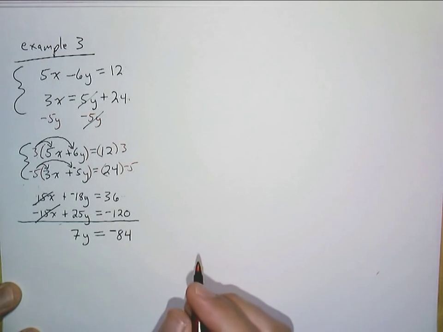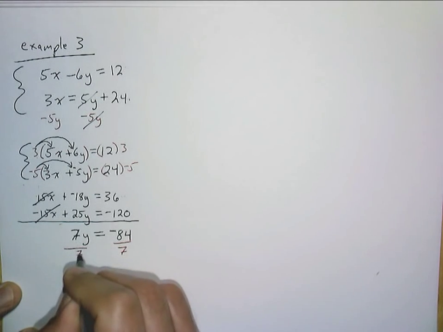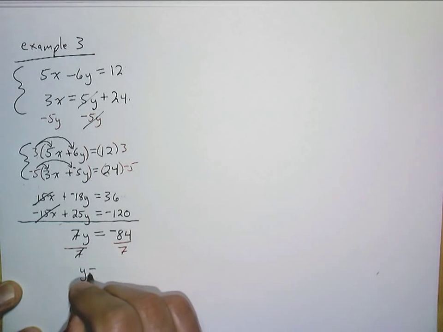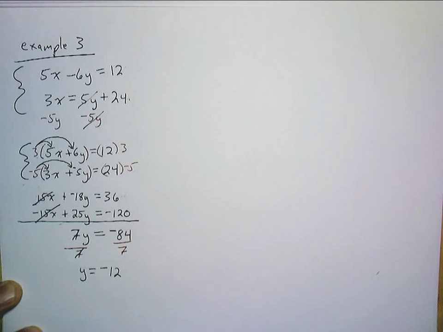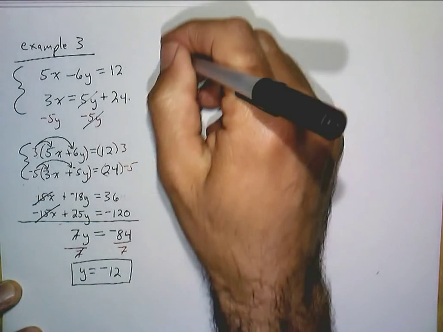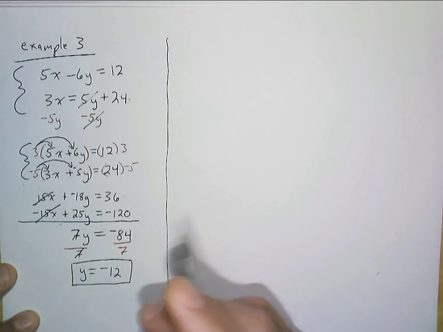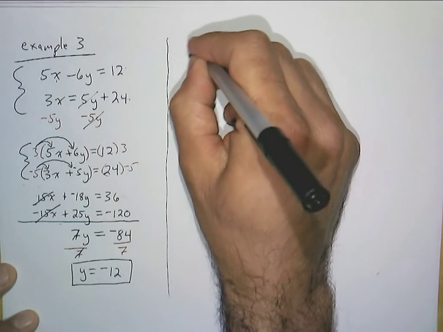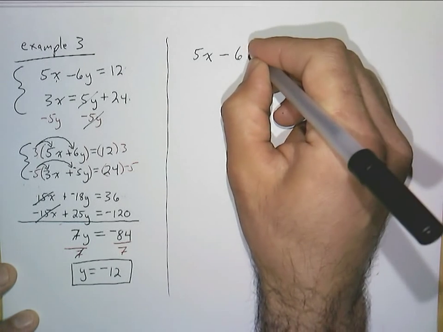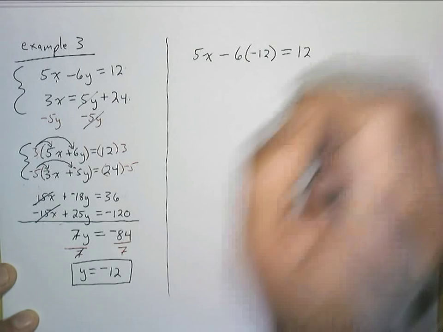But now we just solve for y, divide both sides by 7. Of course, these are going to cancel out. And now we've got y is equal to negative 84 divided by 7, which is, of course, negative 12. And that's half of our solution, the y-coordinate of the point of intersection. Now you just have to go back and figure out what the x-coordinate is. So we just plug this back into this equation. We have 5x minus 6 times our y-coordinate of negative 12, and that's supposed to equal 12.